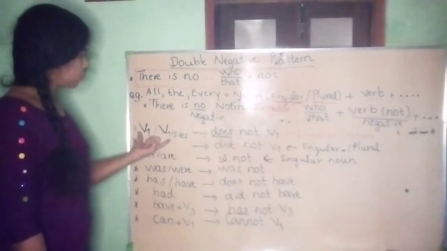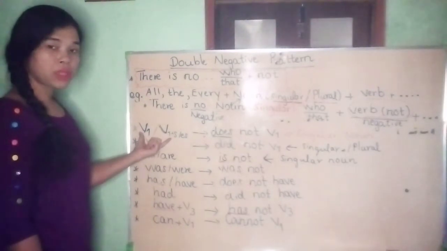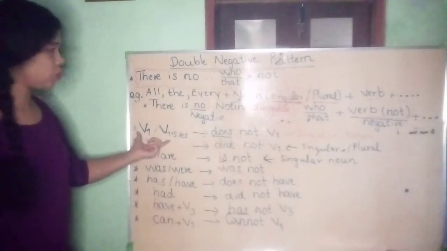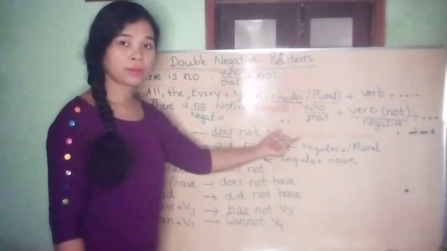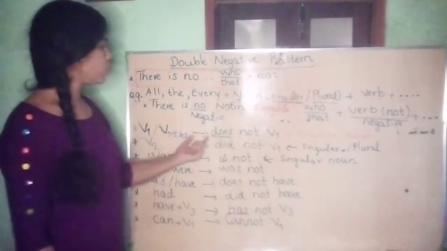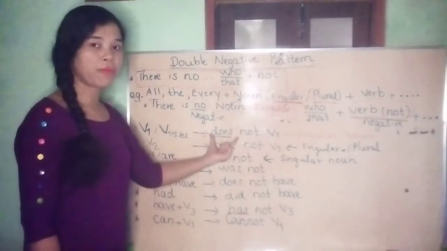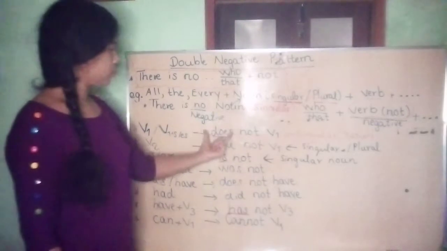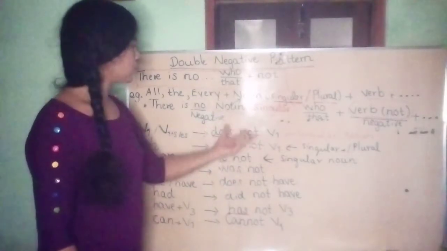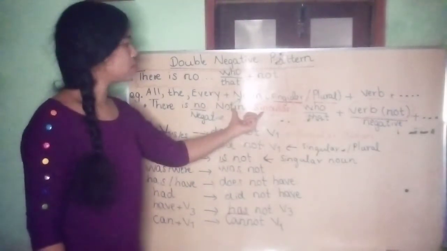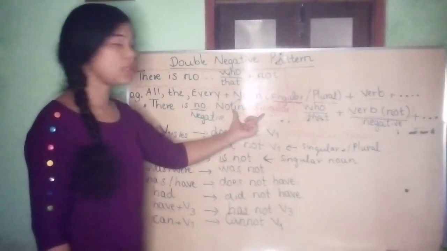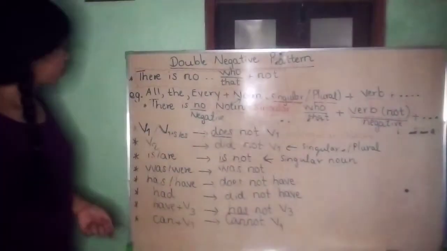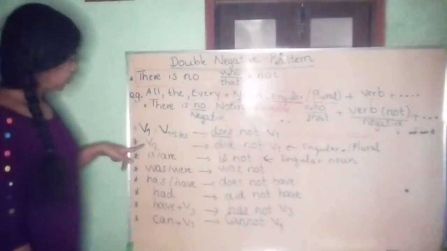Whether this verb is singular or plural, you have to change that into does not verb 1. You need to use does as the helping verb, because a singular noun has been used in this structure. So, let's see another.